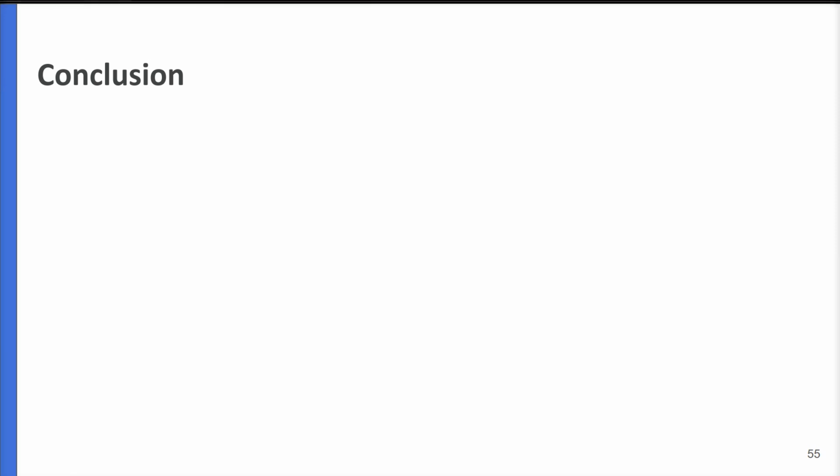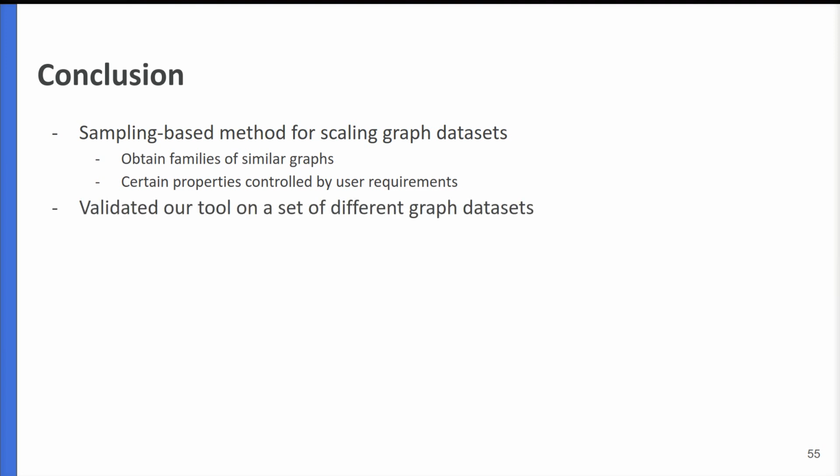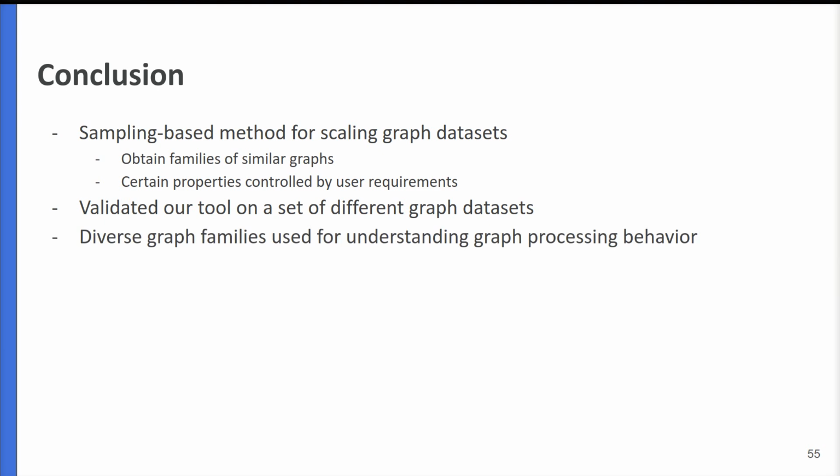To conclude this presentation, in order to tackle the lack of representative datasets for benchmarking, we have provided a pragmatic solution, which is a sampling-based method for scaling existing graphs to obtain a family of similar graphs with certain properties that can be controlled depending on the user requirements. We have validated our tool on a set of different graph datasets, and our empirical analysis shows that generating diverse graphs with predictable and controllable properties is feasible. Our case studies demonstrated that diverse graph families provided by our tool can be used for uncovering the behavior of graph processing platforms.